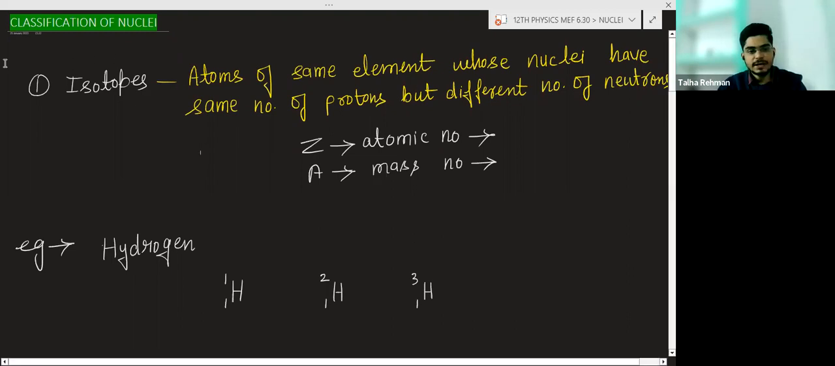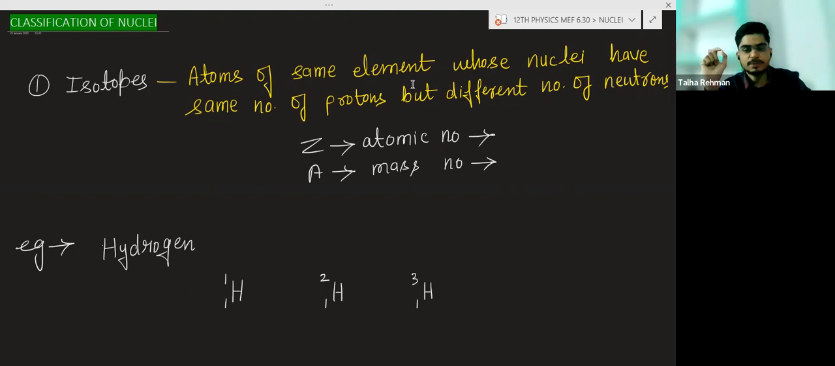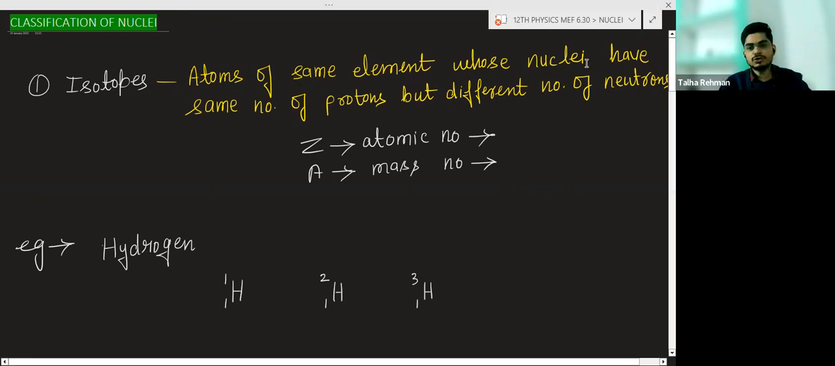So here is isotopes. So what are isotopes? Isotopes are the atoms of the same element. What is the meaning of atoms of the same element? Suppose the hydrogen element is there. So in nature, hydrogen has different forms also. With the example, you will understand. Atoms of the same element whose nuclei have the same number of protons but a different number of neutrons.